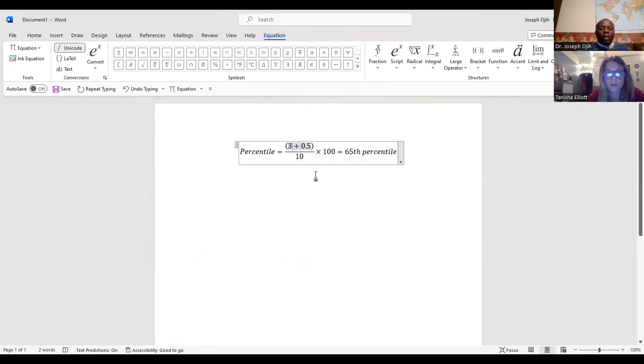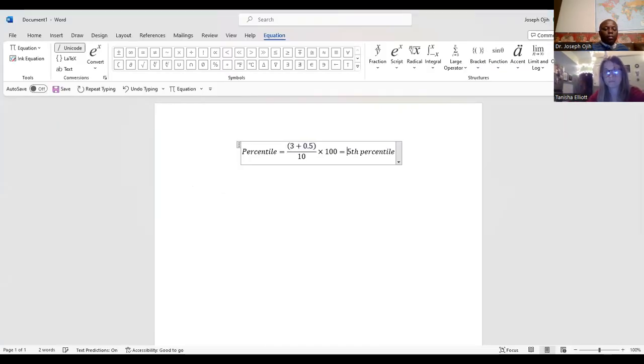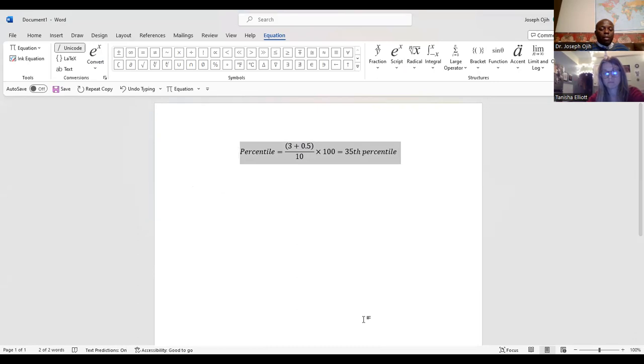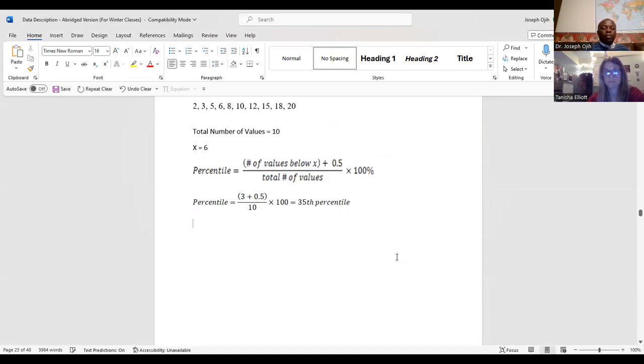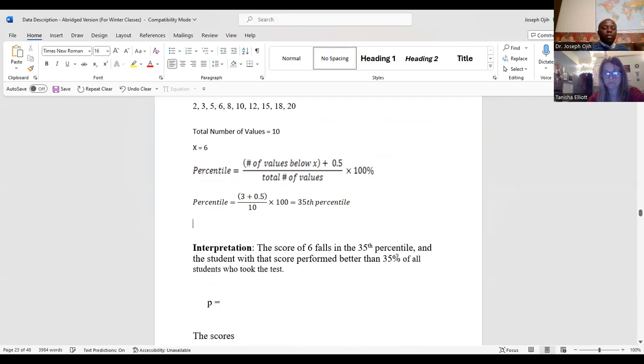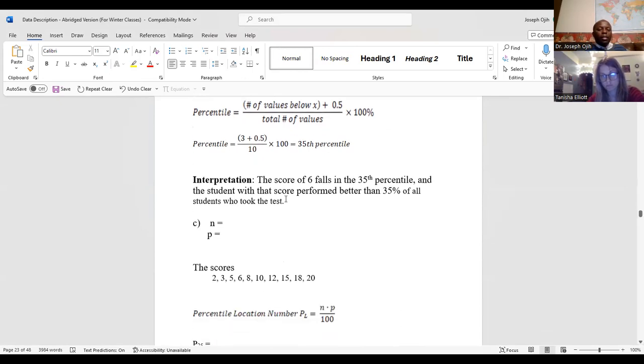Then we can go to our calculator and change this to 3. That gives 35, which means the 35th percentile. So copy this and paste it in our main workbook. Which means that a student with the score of 6 falls in the 35th percentile, and the students who have that score performed better than 35% of the class.